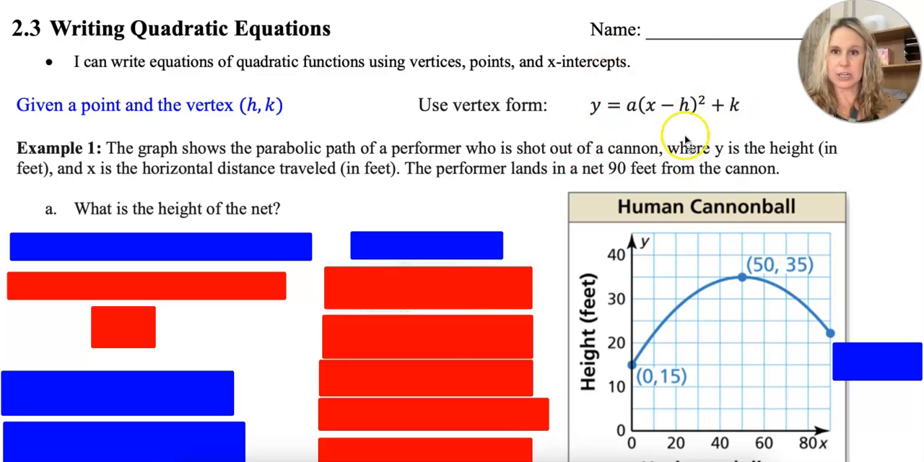If you remember, a vertex form has some a in front that'll either shrink it or stretch it or make it open down. We've got a(x minus h) squared plus k, where h and k is your vertex.